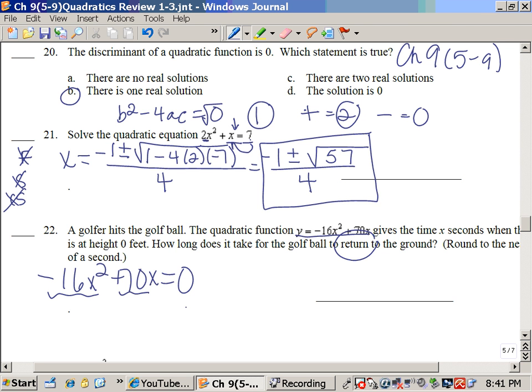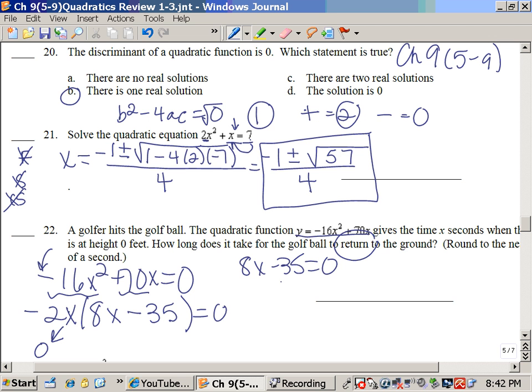Well, I've got to think about what goes into both of them. 2 definitely goes into both of them, and 70. Is 70 divisible by 4? Nope, I checked, it's not. So it looks like 2 might be the greatest common factor. They also have an x in common, so I'm going to take out a 2x. Now what about this negative? Do you remember what I always told you? Take out the negative in front, it makes things easier. 2 goes into 16, 8 times x. 2 goes into 70, minus 35 equals 0. This part will always give me a 0 as long as there's a variable here. And for the 8x minus 35, I've got to take that and also make it equal 0.